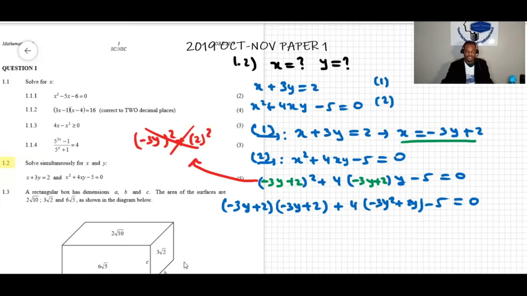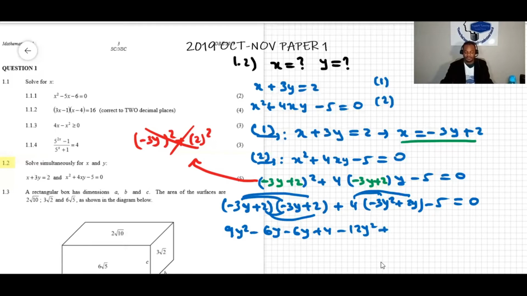Now over here, negative 3 times negative 3 makes positive 9y squared. Negative 3y times 2 makes negative 6y. 2 times negative 3y makes negative 6y. And 2 times 2 makes positive 4. Plus, if I times 4 in, that makes negative 12y squared, and 4 times 2y makes positive 8y, minus 5 equals 0.